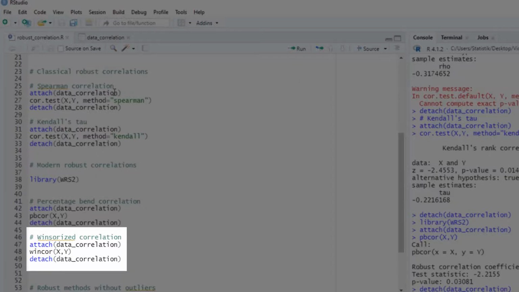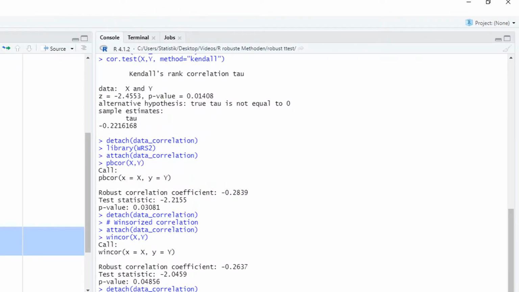The second modern robust correlation coefficient is the Winsorized correlation, in which the most extreme values are reduced to values less extreme. And here we get similar results. It's significant, but just barely significant. And the correlation coefficient is quite similar. So all four robust methods correctly identified the negative relationship between those two variables.